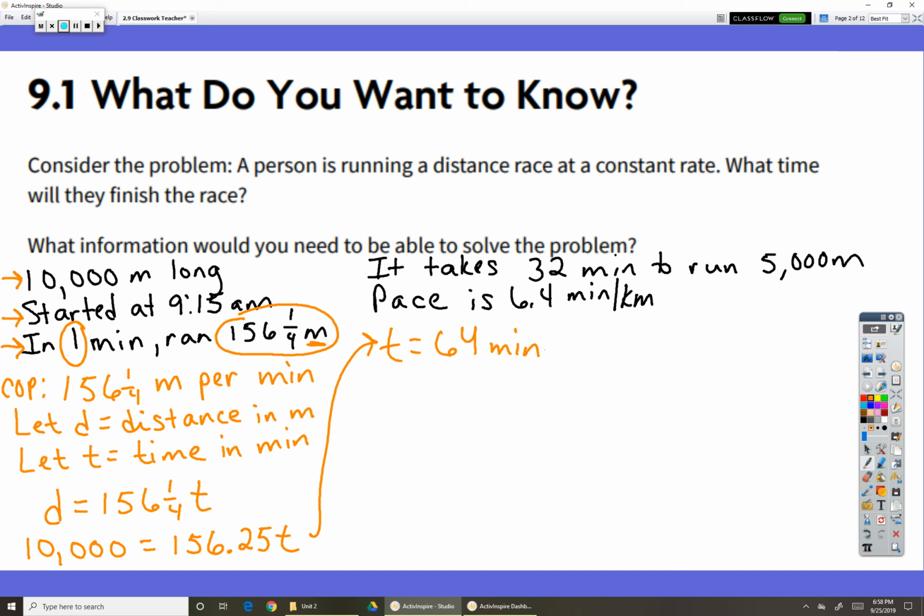Now I'm going to go back and look: the person started at 9:15 a.m. 64 minutes would be 1 hour and 4 minutes. So if I go from 9:15 to 10:15, that takes up the hour. If I add another 4 minutes, 15 plus 4 is 19. So the person would end the race at 10:19 a.m.